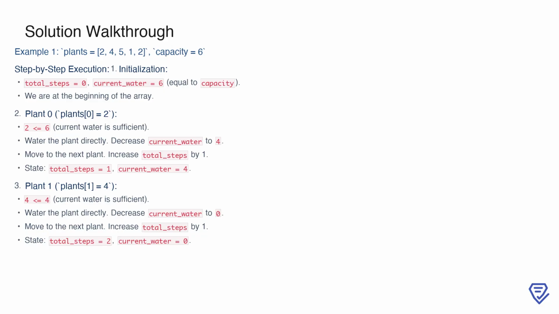At plant 1, which requires 4 units of water, the current water is just enough. We water the plant, reducing current_water to 0, and move forward, increasing total_steps to 2. This sets us up for the next part of the process as we continue watering the plants.